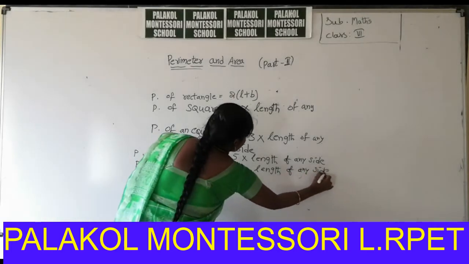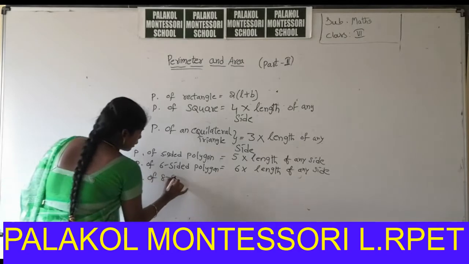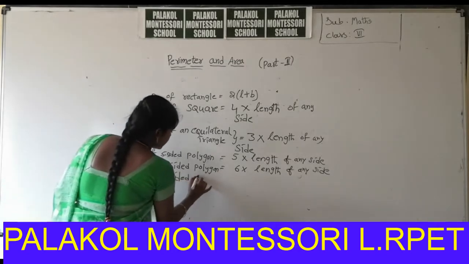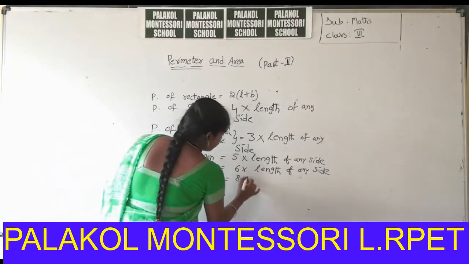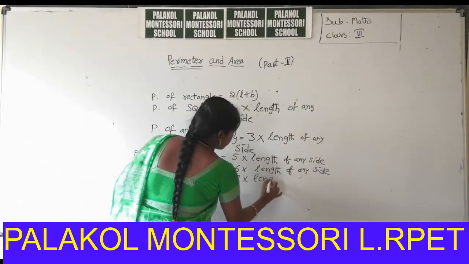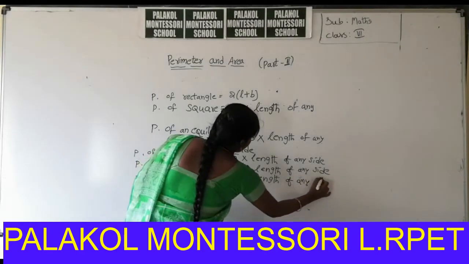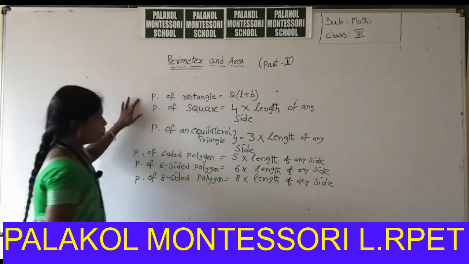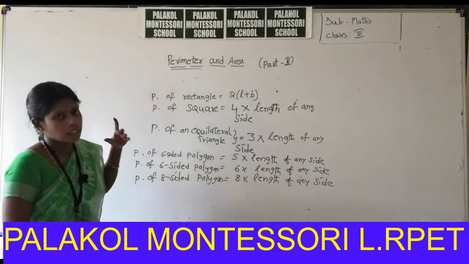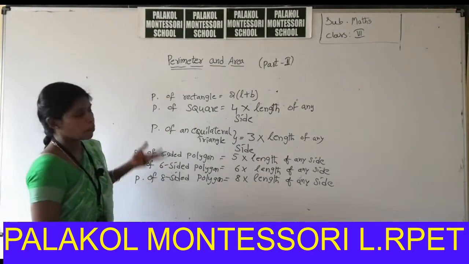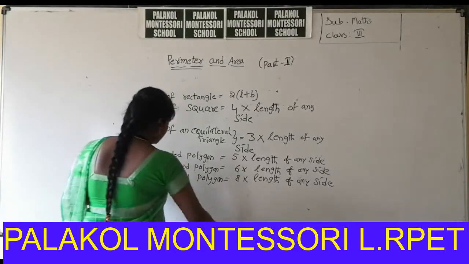Next we are going to the perimeter of an 8-sided polygon. The formula is 8 into the length of any side. These are the very important formulas on perimeter. Next we are going to do some problems based on these formulas. Okay students?